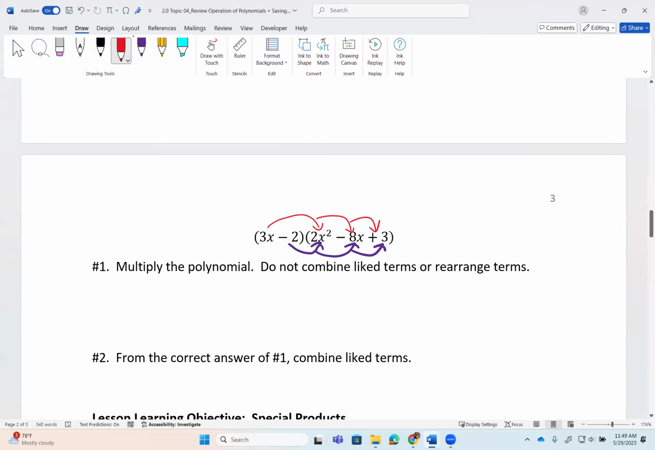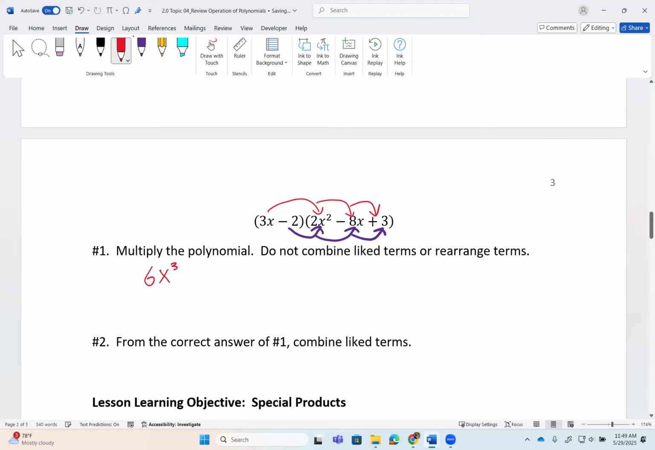So I'm going to try to color code this. 3x times 2x squared. 3 times 2 is 6, right? X times x squared should be x to the third. When we multiply the variables, we have to add the exponents. So 3x times 2x squared is 6x to the third. 3x times -8x is -24x squared. X times x, x squared. Got to add the exponents. 3x times +3 is +9x. So that's it for 3x doing distribution.